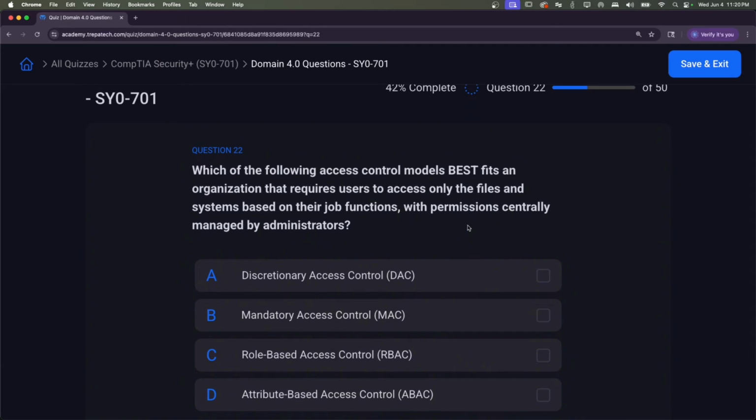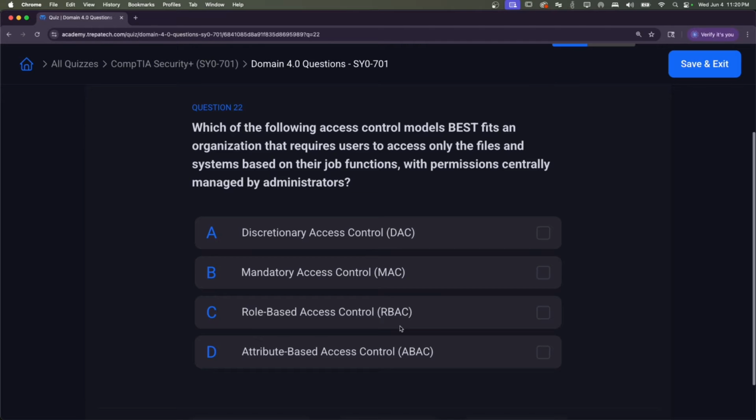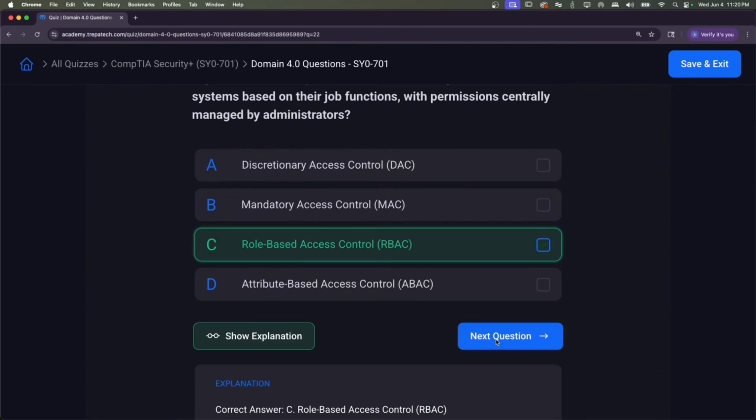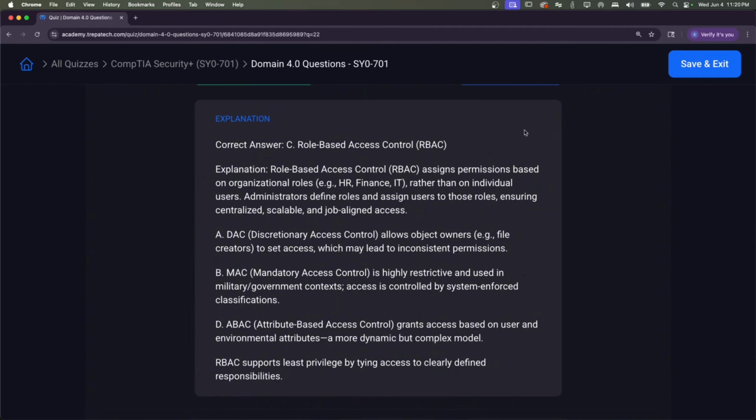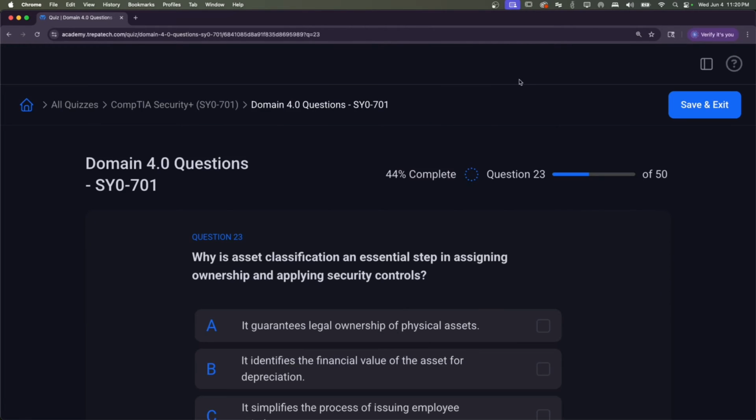Question 22. Which of the following access control models best fits an organization that requires users to access only the files and systems based on their job functions with permissions centrally managed by administrators? That's role-based, right? Their role. We're giving permissions based off their job, their role in their organization. So that's going to be RBAC, role-based access control.